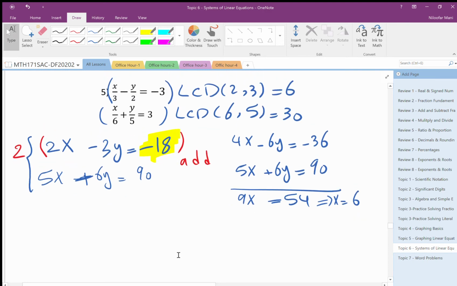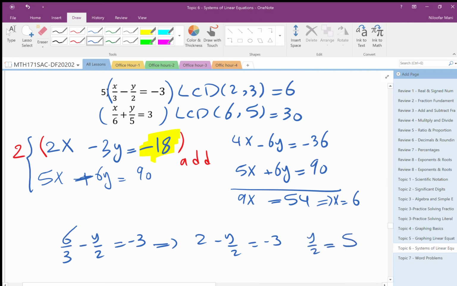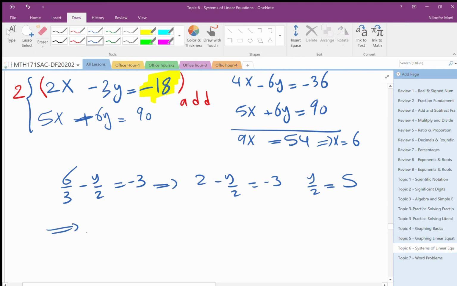I go back to the original equation. So 6 divided by 3 minus y over 2 equal minus 3, and then it is 2 minus y over 2 equal minus 3, and then it is y over 2 equal 5. Therefore y is 10. So I have 6 and 10. Okay, so 6 and 10 is my answer, and that's just one answer, which means it is just the intersection of two lines here.